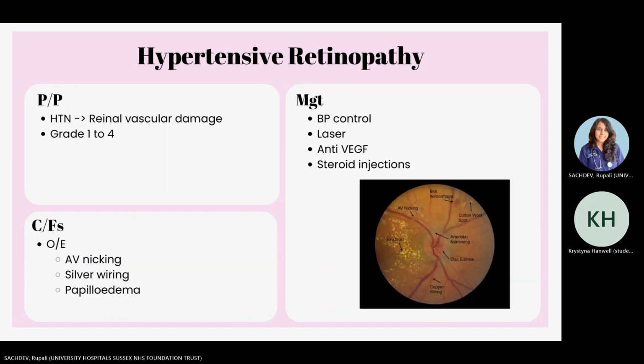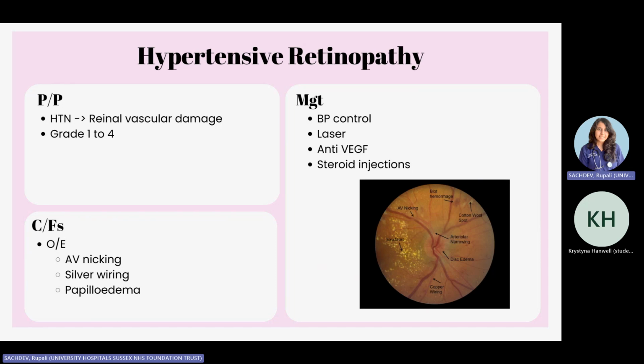Coming to the next one, hypertensive retinopathy. So it's again hypertension leading to vascular damage. It has 4 grades, but less high yield to know compared to diabetic. You really need to know diabetic stages quite well.